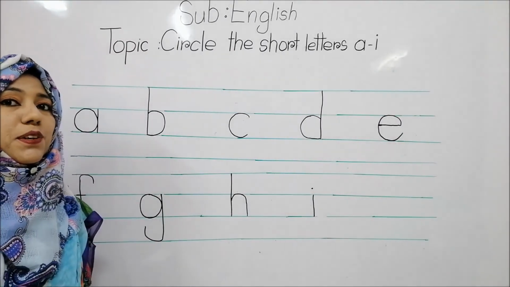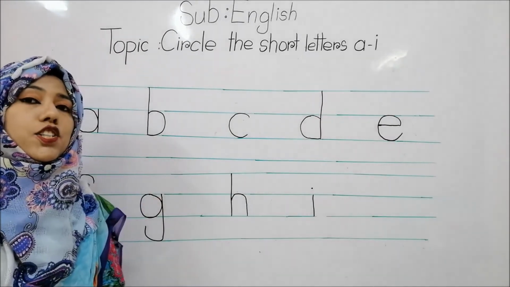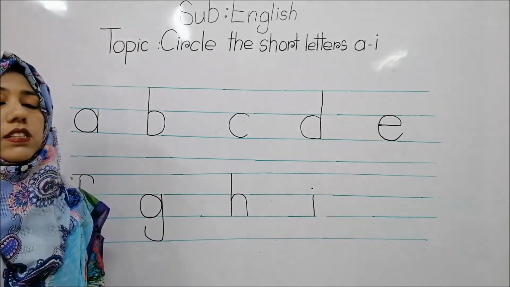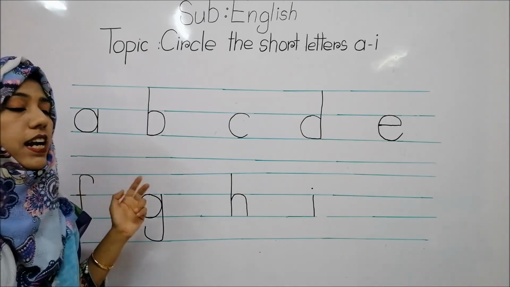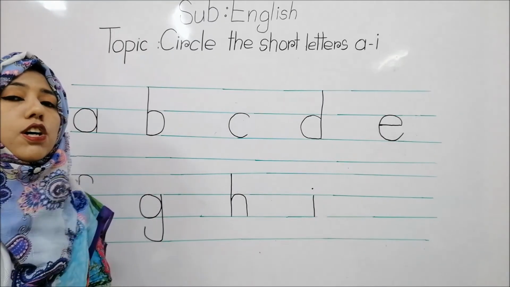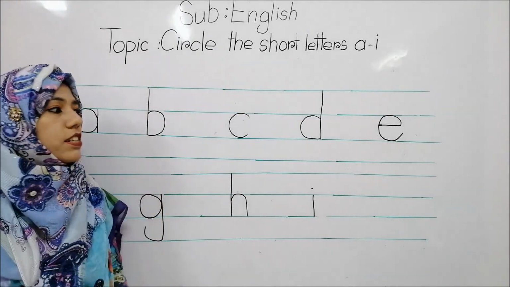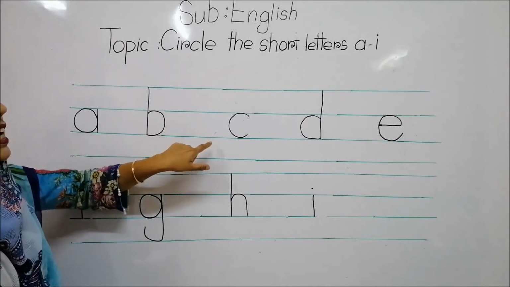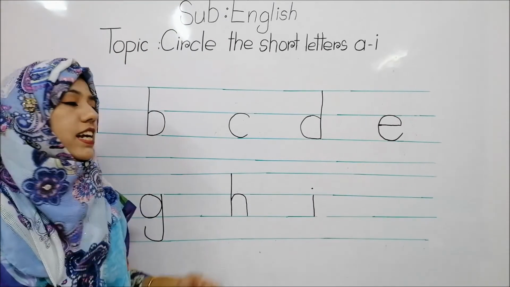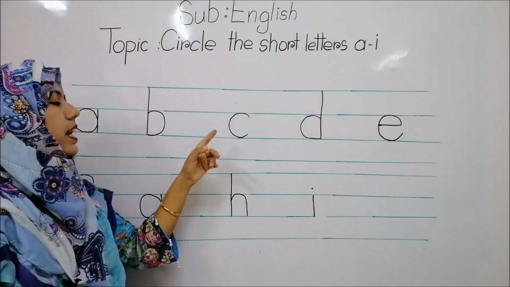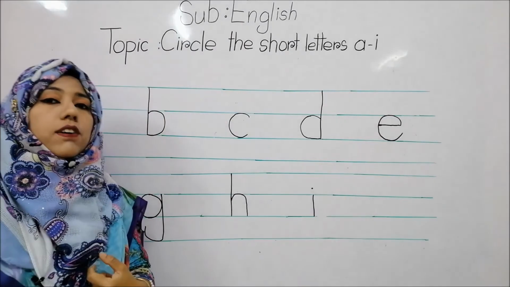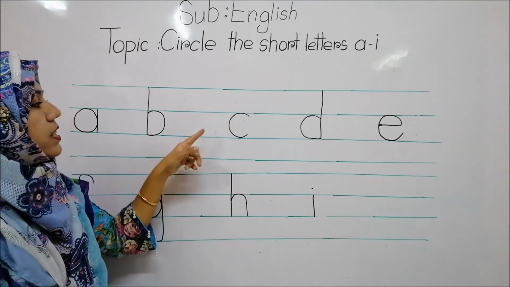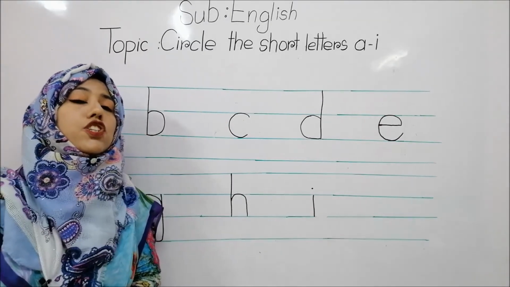Now what we have to do? We have to circle the short letters from the letter A to I, right? So, how can we circle it? At first, we have to recognize the short letters. So, which letters are the short letters? We already know it, right? The letters which we write in the middle row from second line to third line. They are short letters, right?